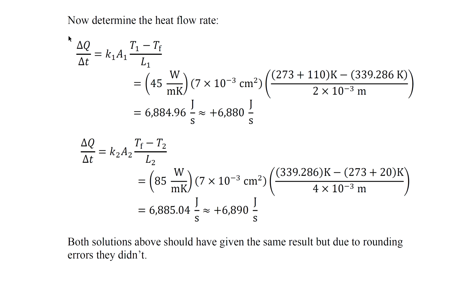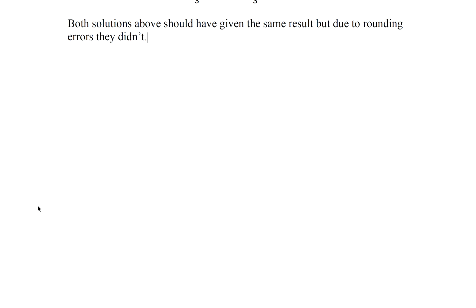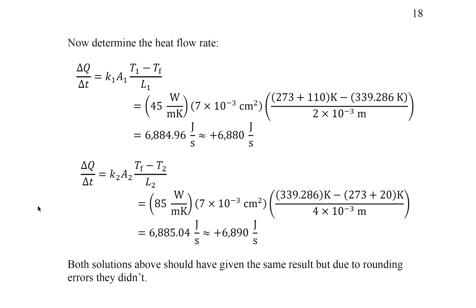Now determine the heat flow rates. We know this equation here. We plug in all the values to get 6880 joules per second for metal 1. For metal 2, we get 6890 joules per second. Both solutions should have given the same result, but due to rounding errors, they didn't. So just remember how much you should round in the beginning to get the correct answer in the end.